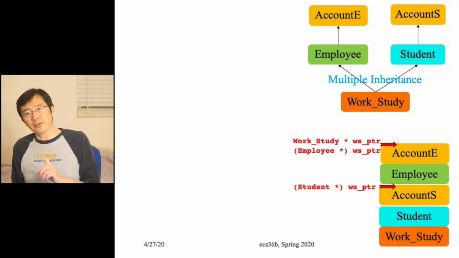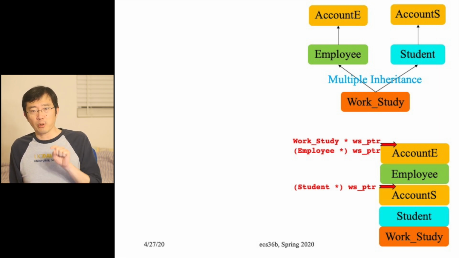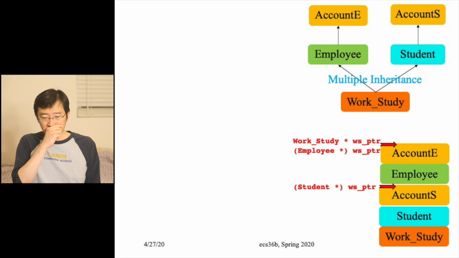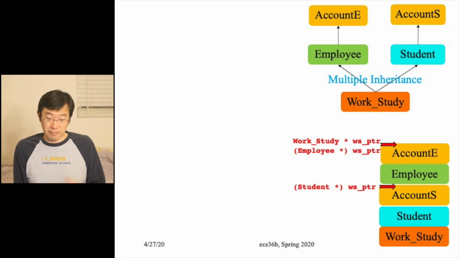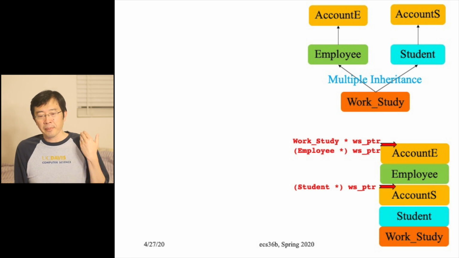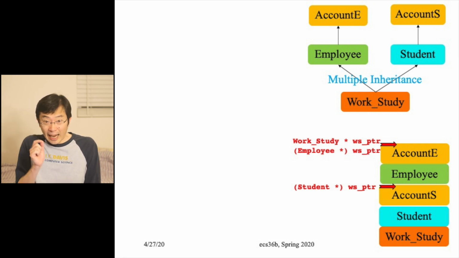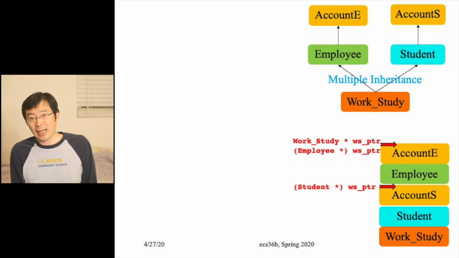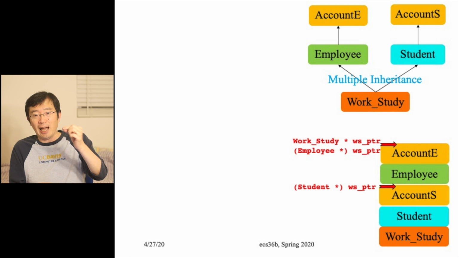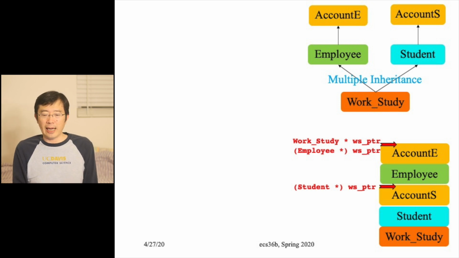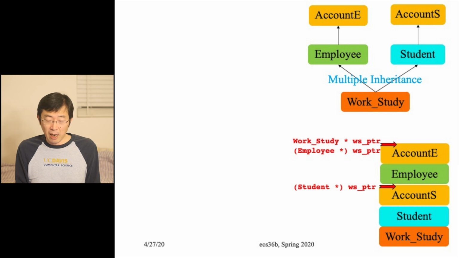And the interesting part is that when you try to use a pointer to point to this object, you're going to see some difference. For example, if I have a pointer, which is a WorkStudy pointer, I basically have a variable. The type is pointer to WorkStudy. And when I assign this using malloc or using new, the WSPTR address will be the first byte of the Account E, the first byte of the whole chunk of this file. So the WSPTR is going to point at the first byte of Account E.